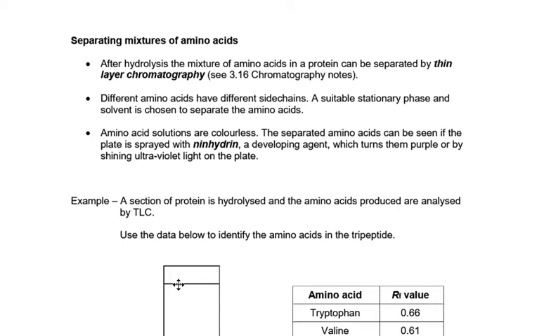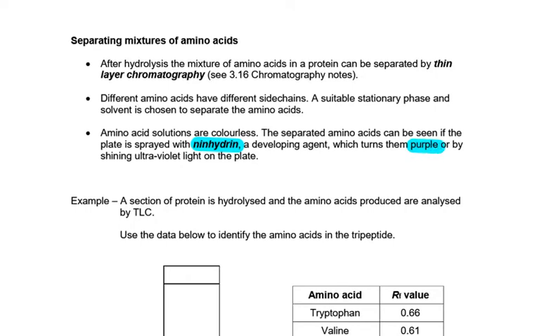Since they're colourless, we will need to be able to identify them in some way, and the chemical we use is a chemical called ninhydrin, and it's going to turn purple wherever our amino acid spots are.